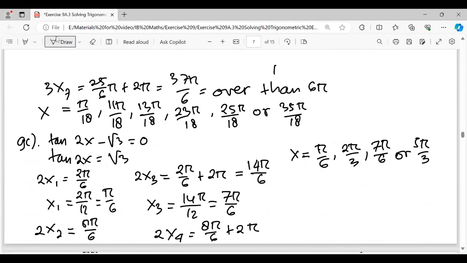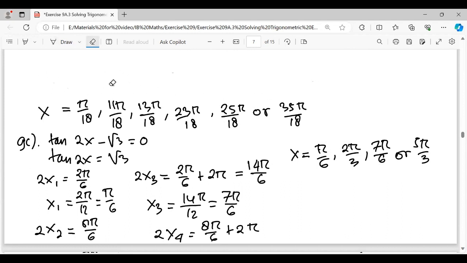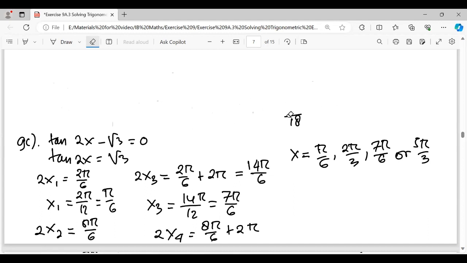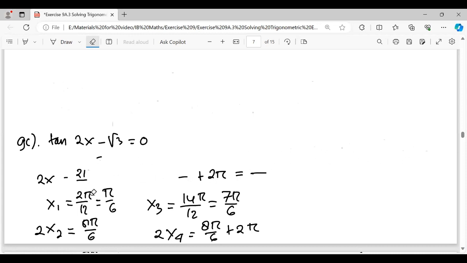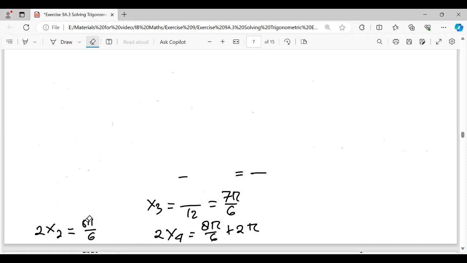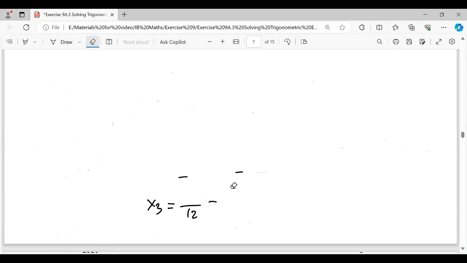F, I have to clean this area first, because number 9 consists of 6 questions, A, B, C, D, E, and F. If you do not understand these explanations yet, you may learn my previous video first, because you need a clear understanding of this topic from my previous explanations.